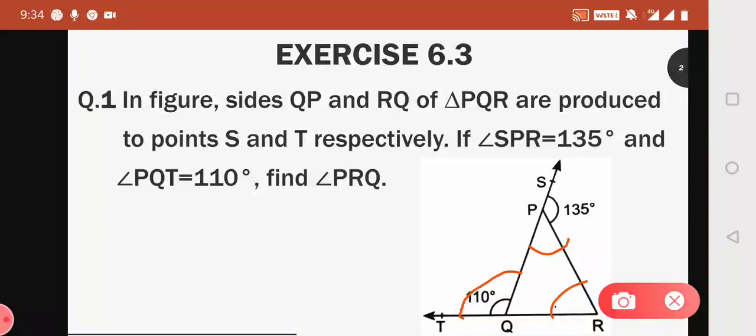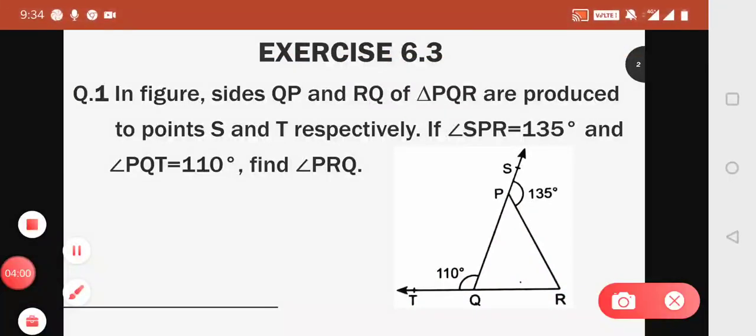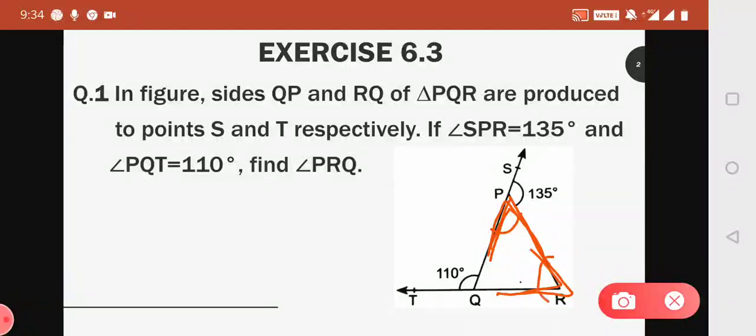So again, according to the exterior angle property, angle PQT, that is this angle PQT, is equal to angle QPR, this angle, plus angle PRQ, this angle. So this angle will be equal to the sum of these two angles.